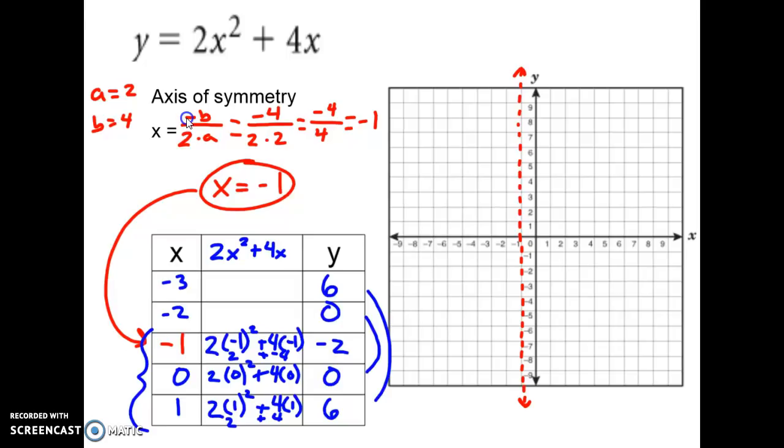So now we can take those points from the table, plot them here. We have negative 3, 6, go right there. Negative 2, 0. And we have negative 1, negative 2. So our vertex is right there on our line of symmetry. We have 0, 0, and then 1, 6, like that. So our parabola will look like this.